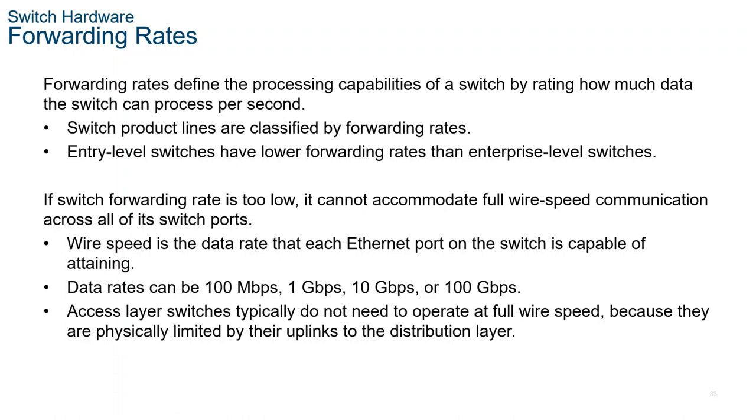Fortunately, access layer switches typically do not need to operate at full wire speed because they are physically limited by their uplinks to the distribution layer. So this means that less expensive, lower performing switches can be used on the access layer, and more expensive, higher performing switches can be used at the distribution and core layers. Okay, so that is where the forwarding rate has a greater impact on network performance.